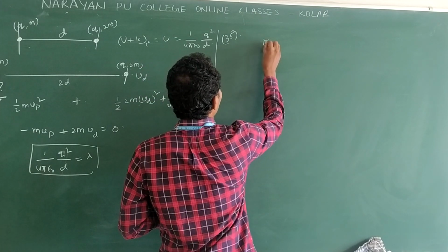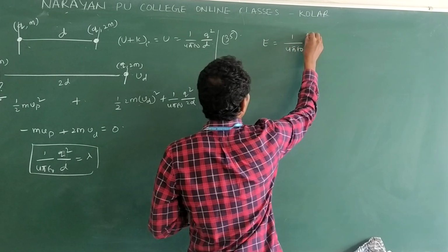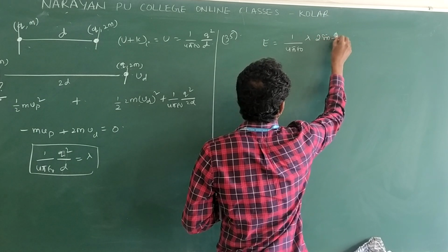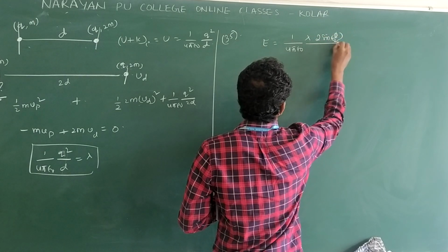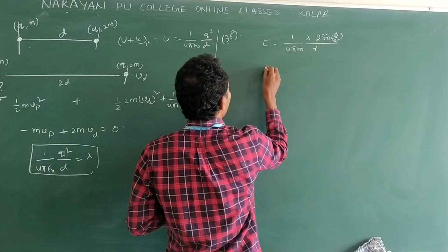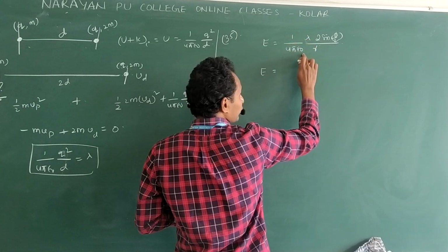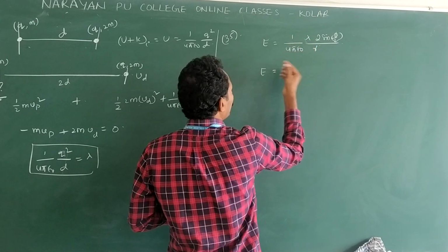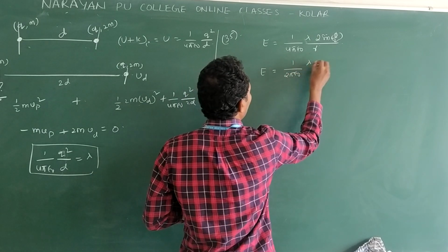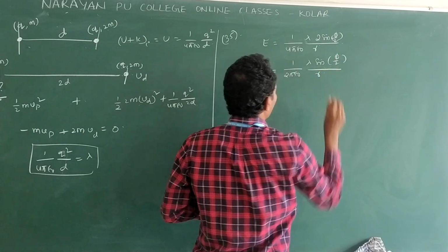The formula will be E is equal to 1 by 4 pi epsilon naught, lambda, 2 sin phi by 2, by distance r. If you want to cancel this, you can cancel, no problem. But to arrive at this, we have a constant value. That's why I am not cancelling. If you want to cancel, then what do you get? 2 pi epsilon naught lambda sin phi by 2 by r.